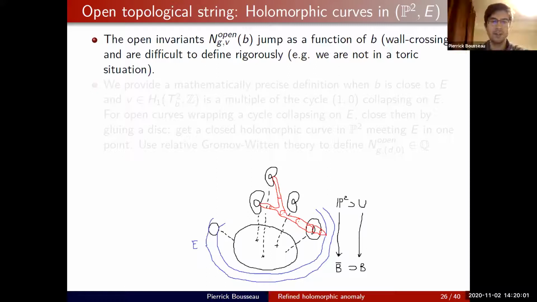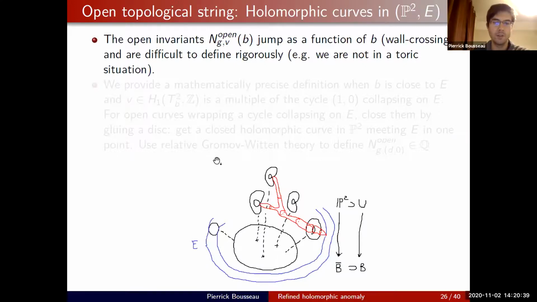You would like to define the number N_g,γ open of b. So you fix a T2 fiber and you count open curves with boundary on this fiber. In fact, these numbers jump as a function of the fiber. There is some wall crossing phenomenon. Generally speaking, defining open Gromov-Witten counts is mathematically difficult. For example, this geometry is not toric, so you cannot use toric localization to give a formal definition of the open count, which is what people did to get a mathematical version of the topological vertex, for example.